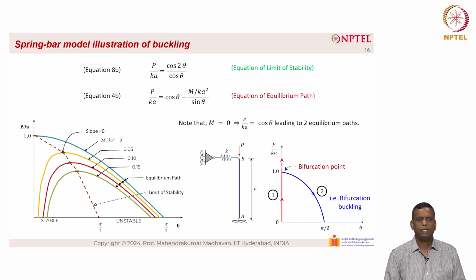If we plot with various values of m, we get the following figure on the left side. We plot a graph between p by Ka and theta. P by Ka is on the y-axis and theta is on the x-axis. Here we have plotted with respect to 2 equations. First equation is 8b and the second equation is 4b. The 4b gives the equation of equilibrium paths and the 8b gives the equation of limit state of stability. You can see that with varying values of m by Ka, you get different equilibrium paths as well as limit states of stability.